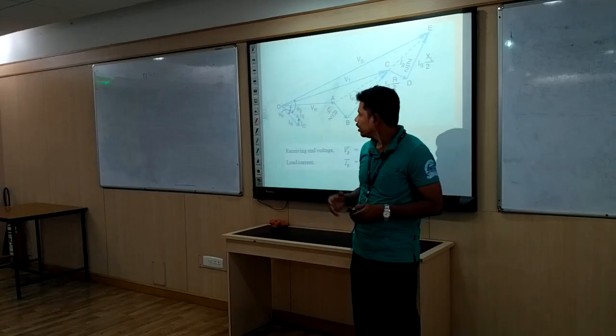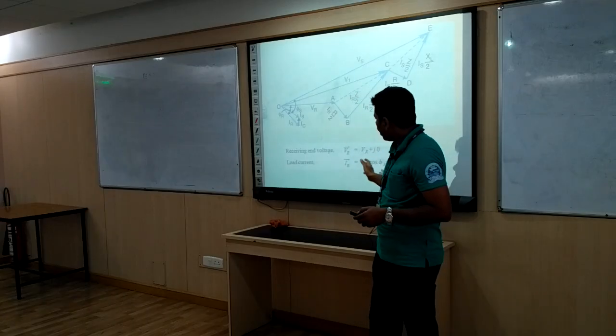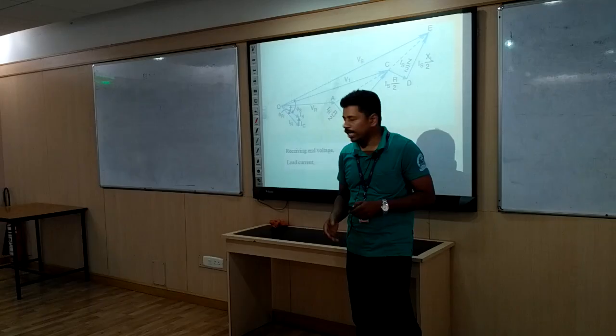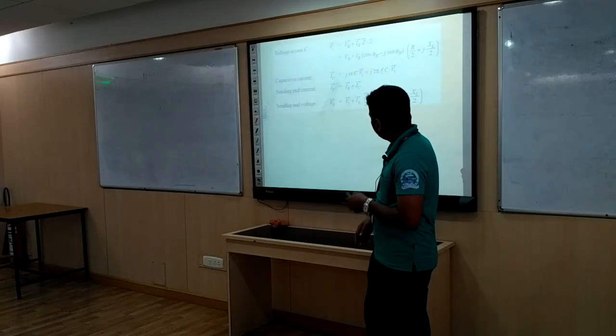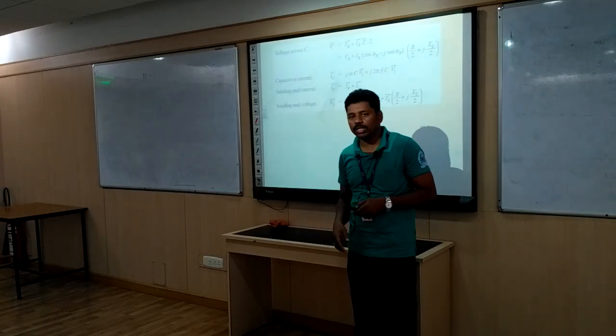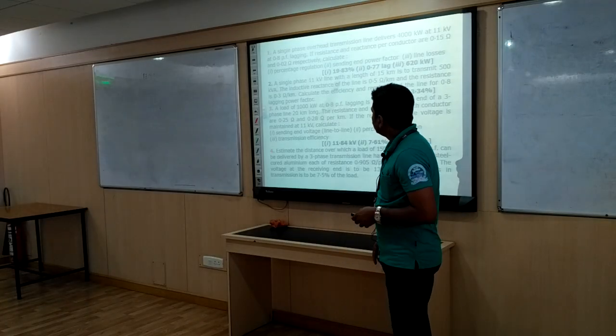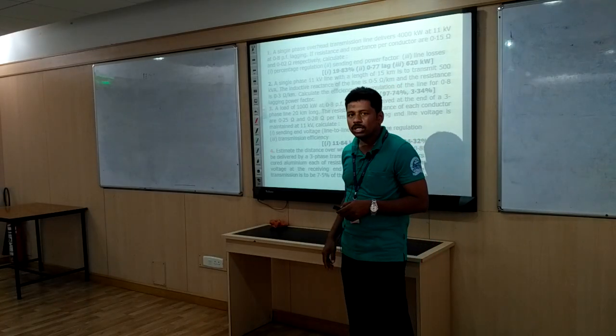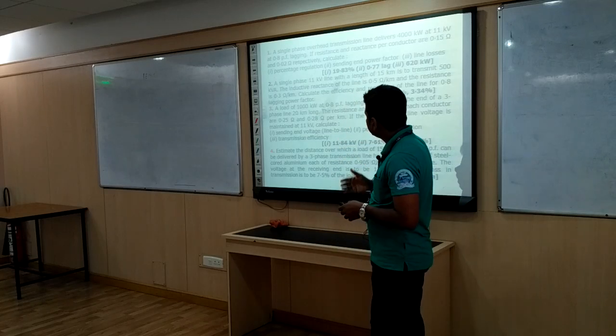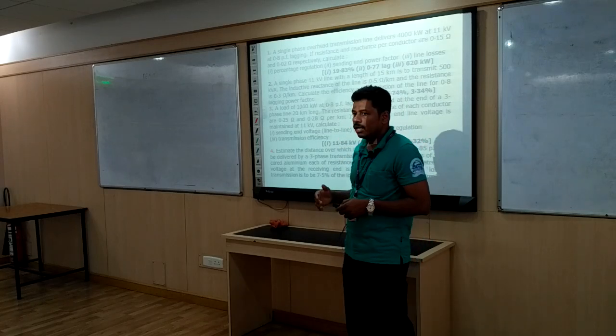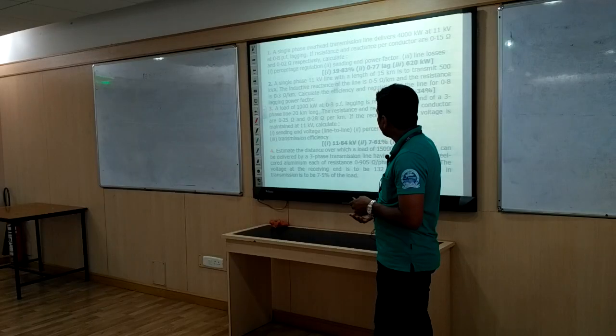And you can see that from there, you have to write the current and voltage relations. Then find the V1 value. By knowing the V1 value, you have to find the capacitive current. Then find the regulation and efficiency of that. These are the numericals which you have to solve based on the modeling: the end-condenser and nominal T.